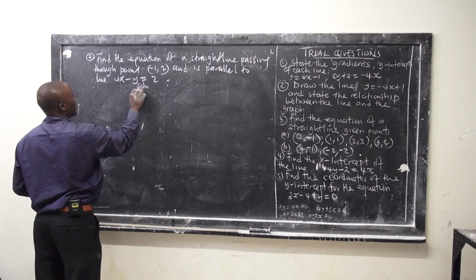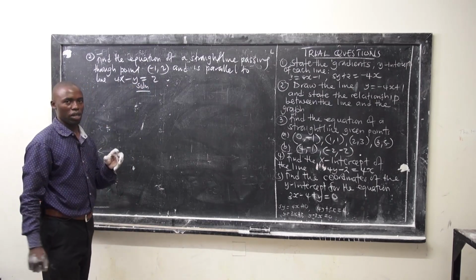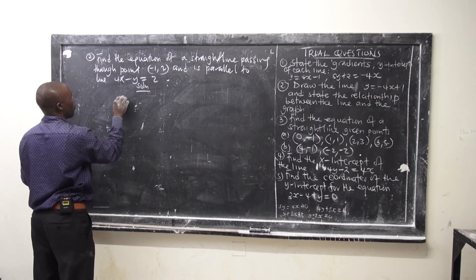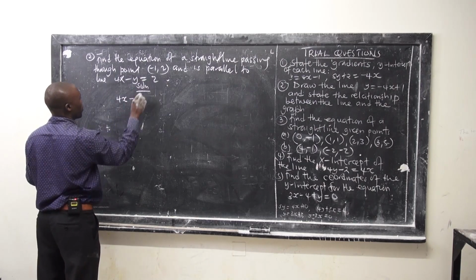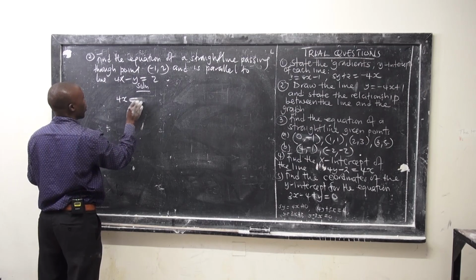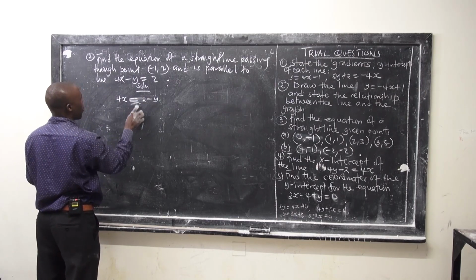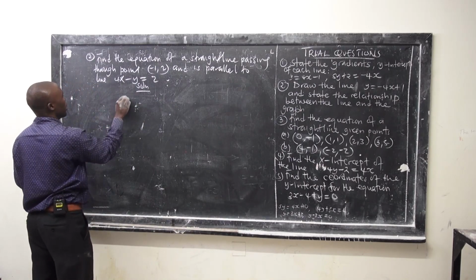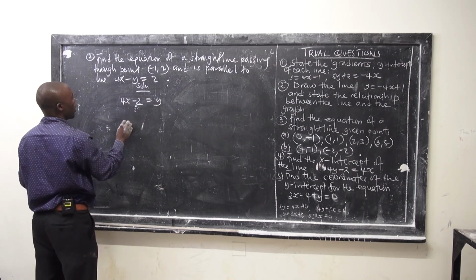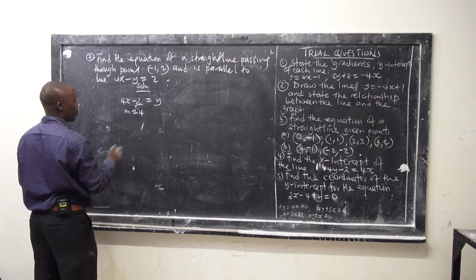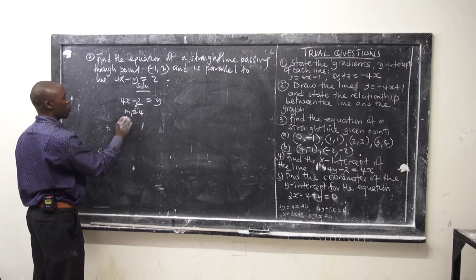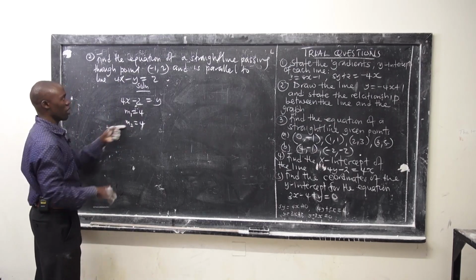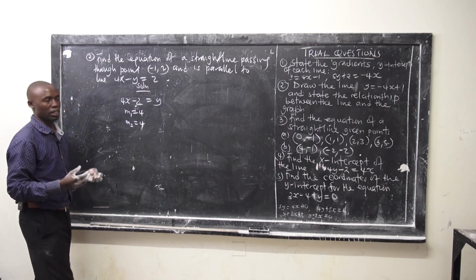From there we can first establish the gradients, keeping in mind that the gradient of two parallel lines is the same. So make y the subject. We have 4x minus y is equal to 2. Transfer y to the other side and 2 to this side, so that we can easily rearrange. It will be 4x minus 2 is equal to y. We realize now that the gradient m is 4. So we can call this gradient m1 as 4 for this second line. Then the gradient m2 is also 4 for the first line here, because parallel lines share the same gradients.